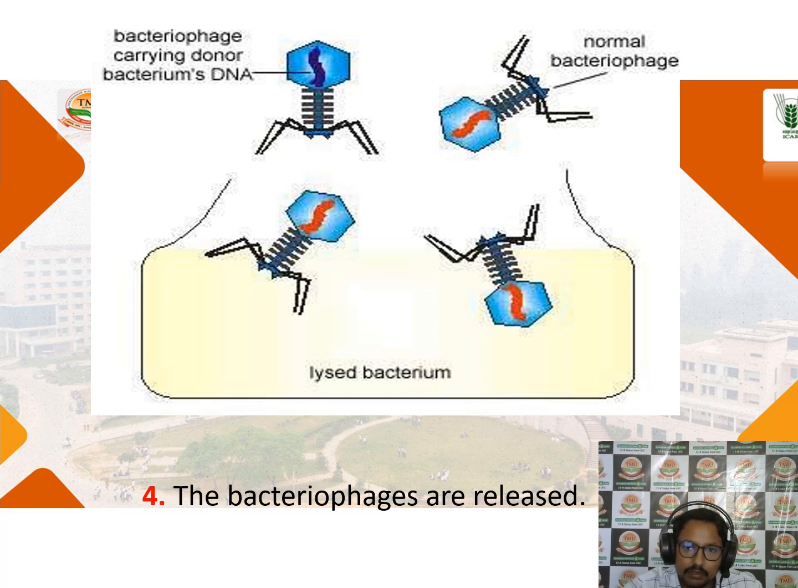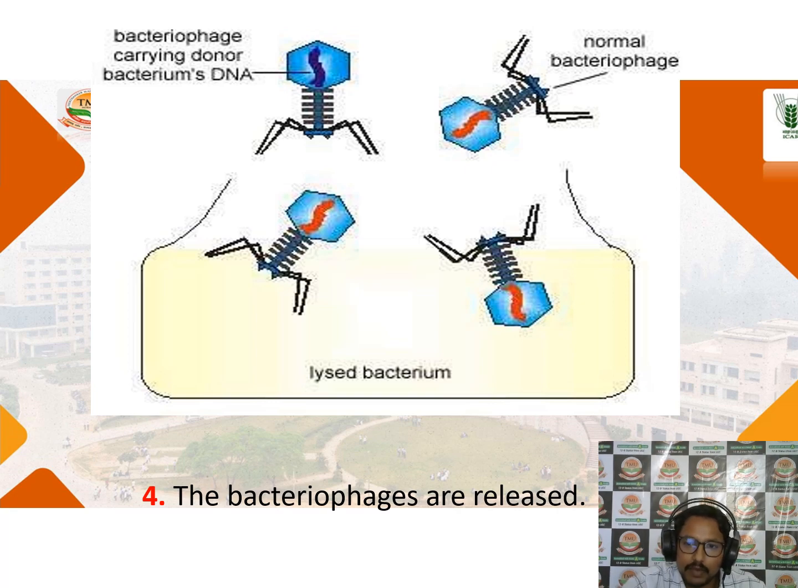So now this lytic phase arises, where the cell of the bacterium will break, and you can see the release of bacteriophage particles. Among these bacteriophage particles, these are called normal bacteriophage, because this red color indicates the bacteriophage's own DNA, whereas the violet portion is of donor bacterium DNA, which is broken into pieces. So one piece entered. Here you can see the piece of DNA entering into the bacteriophage.